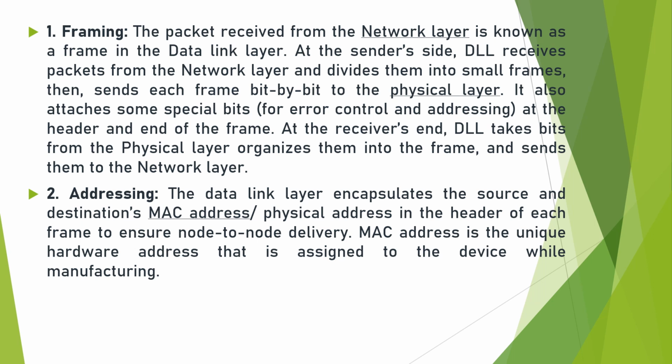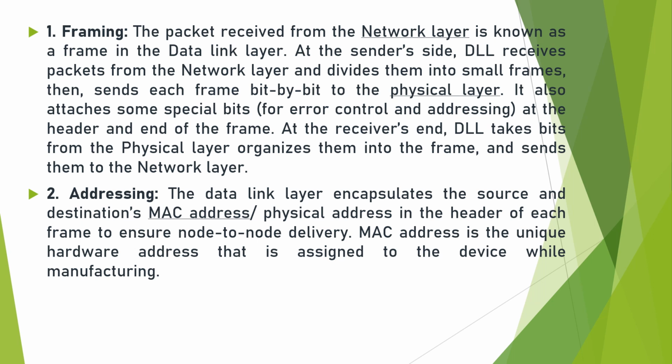Number 1. Framing. The packet received from the network layer is known as a frame in the data link layer. At the sender side, the DLL receives packets from the network layer and divides them into small frames, then sends each frame bit by bit to the physical layer. It also attaches some special bits for error control and addressing at the header and at the end of the frame. At the receiver's end, DLL takes bits from the physical layer, organizes them into frames, and sends them back to the network layer.